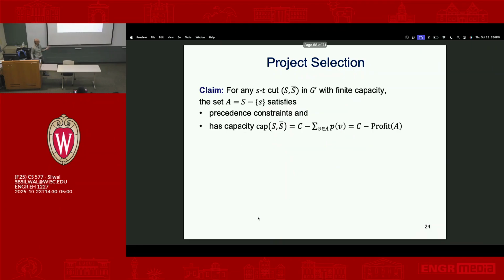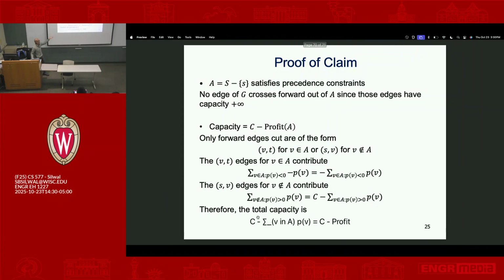So that's essentially what this math is saying: for all the edges that point to t, I'm actually getting the negative profit for them. For all the edges that S points to, I'm getting positive profit. But because I'm subtracting that, that's why this minus sign appears. That's why you get C minus the profit.